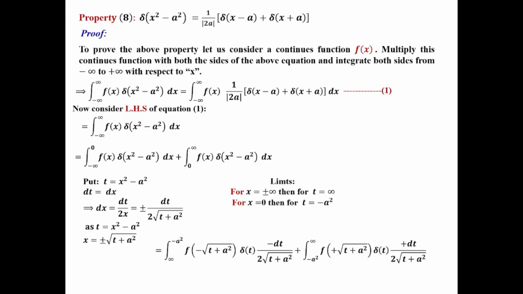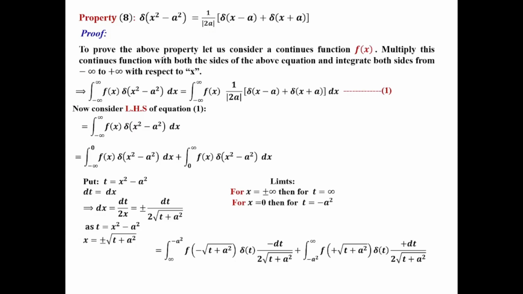Okay, here the eighth property tells that delta of x square minus a square equals 1 by 2 mod a, times delta of x minus a plus delta of x plus a. This is one of the important properties. If this question is asked in your exam, it will be asked for 6 marks itself. I have derived this property in detail. Carefully watch and prepare for your exam.